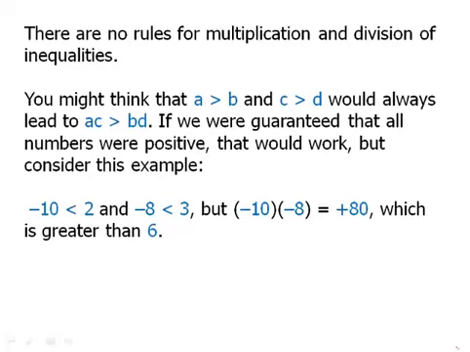If we were guaranteed that all the numbers are positive, then that would work, but consider this example. Negative 10 is clearly less than positive 2, and negative 8 is clearly less than positive 3. But if we multiply, we get negative 8 times negative 10, and negative times negative gives us positive 80, which is greater than 2 times 3, which is 6. So this is an example where multiplying the two quote-unquote smaller numbers, the negative numbers, gives a very large positive product. And so that's why there are no rules whatsoever for multiplication and division of inequalities.